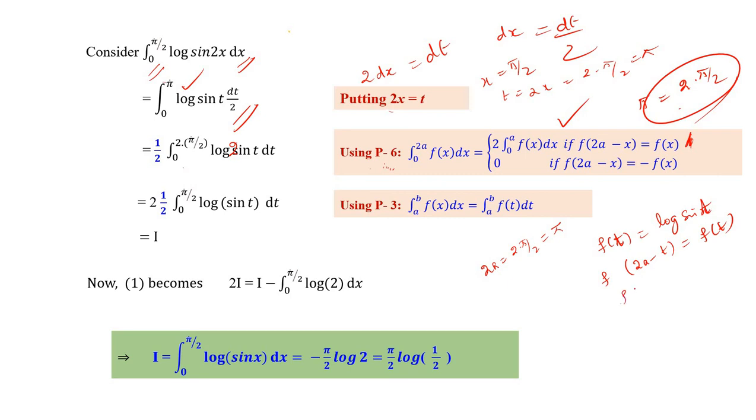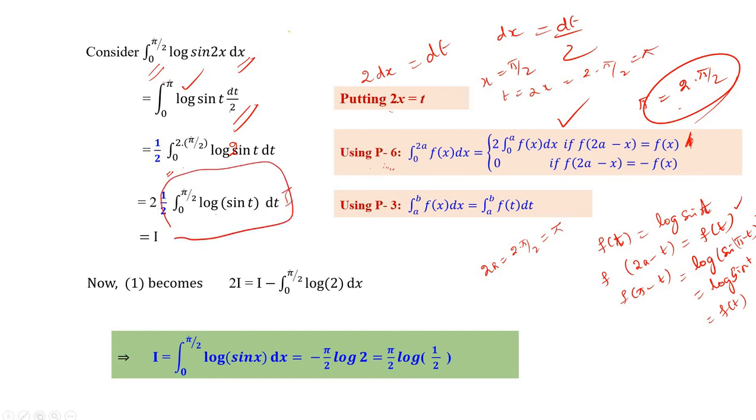2a is nothing but pi. So f of pi minus t we will check. What will that be? It will be logarithm of sine of pi minus t. But we know that sine of pi minus t is sine t itself. So we are getting back f of 2a minus t as f of t itself. So we can make use of this. So this 2 comes down. Already you have half here, so this 2 jumps down. So integral 0 to pi by 2 log sine t dt. But this is known already as I.